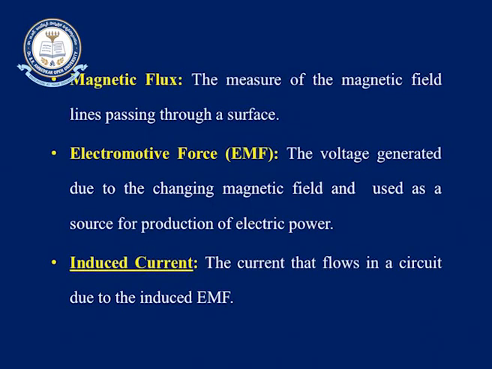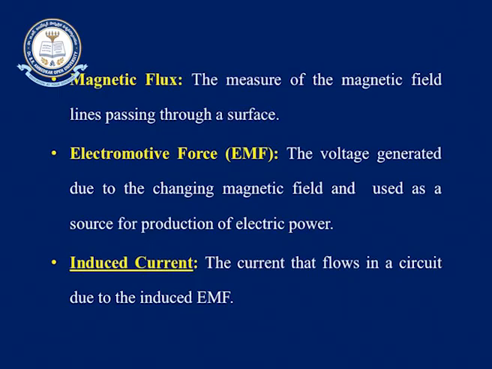Now, before discussing our topic, we will see a few definitions which are useful for further discussion. The first definition is magnetic flux, the next is electromotive force, and the next is induced current. In that, what is magnetic flux? Magnetic flux means the strength of the magnetic field across the magnet. How much field is produced is called the strength of the magnetic field, and that strength of the magnetic field is called flux.